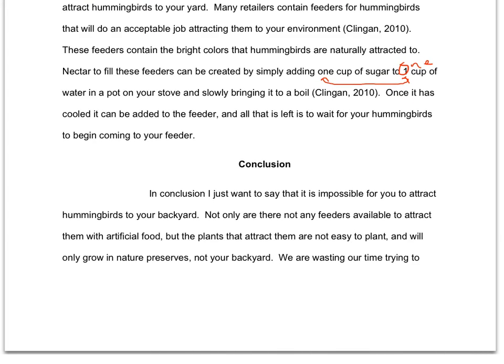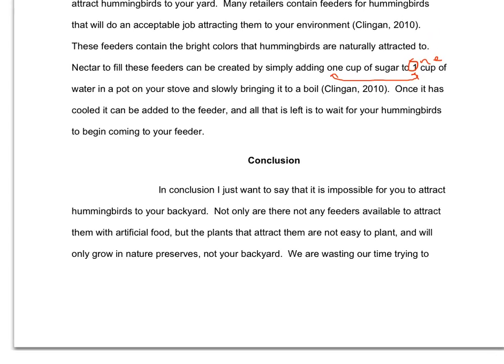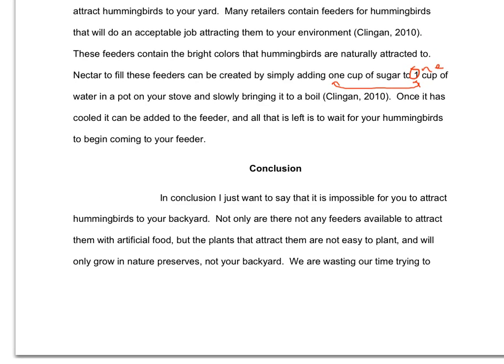So now we get into the conclusion. This conclusion is broken off in pages, so we're going to do the best we can here. But the first thing I look at, and I would have caught this in my initial skim through, is once again we have that big indent here. So you'd see 0.5 inches there. "In conclusion, I just want to say that it is impossible for you to attract hummingbirds to your backyard."